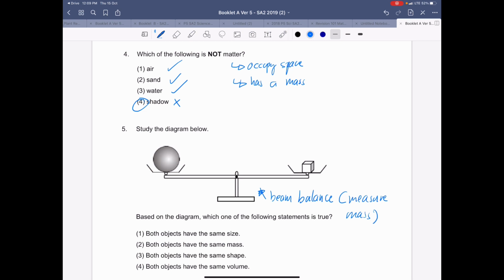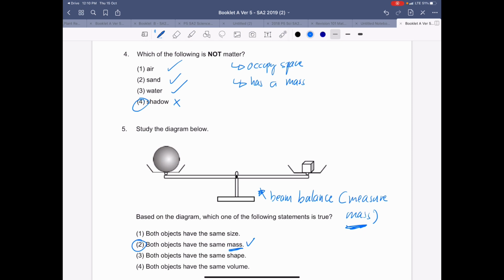Now sometimes it doesn't really measure because it doesn't give a definite number. It's more of showing which item has a heavier or lighter mass. So in this case, do you see it tilting to one side? No. So this means that both objects have the same mass. So like I say, your beam balance shows mass or measures mass. So answer 2. Very straightforward.